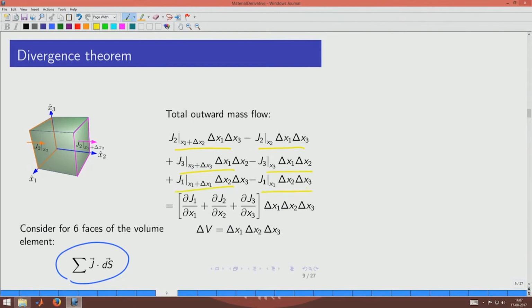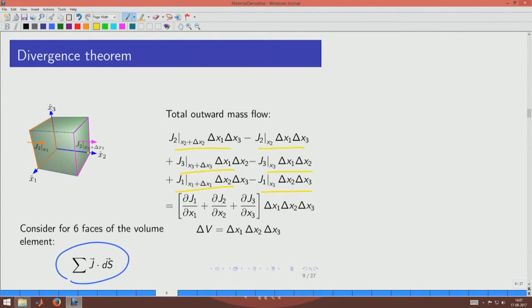So, for all the 6 phases they are given, and what we are also making a small variation here is the flux is actually a function of location, because the velocities are actually a function of location. So, you see that the velocity on this side would be u2 at x2 plus delta x2, whereas here it will be only u2 at x2. So, we are making that small differentiation here, j2 at x2 plus delta x2 and j2 at x2.